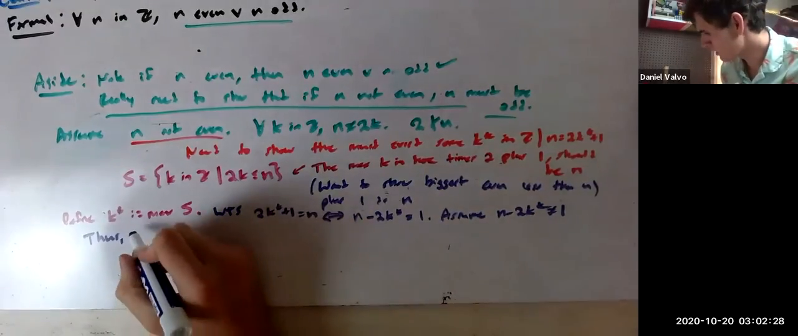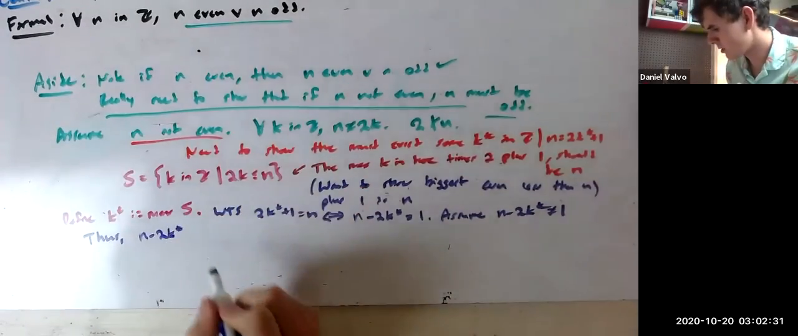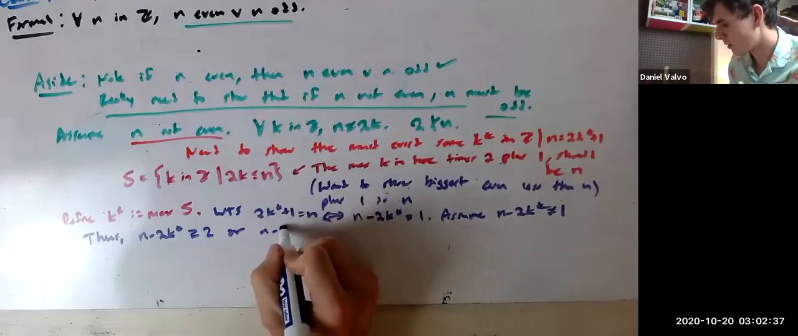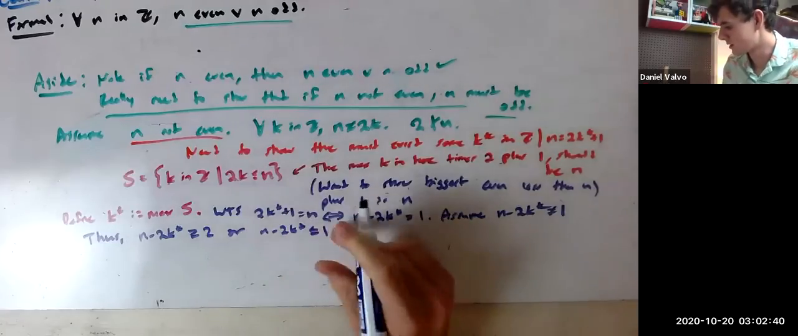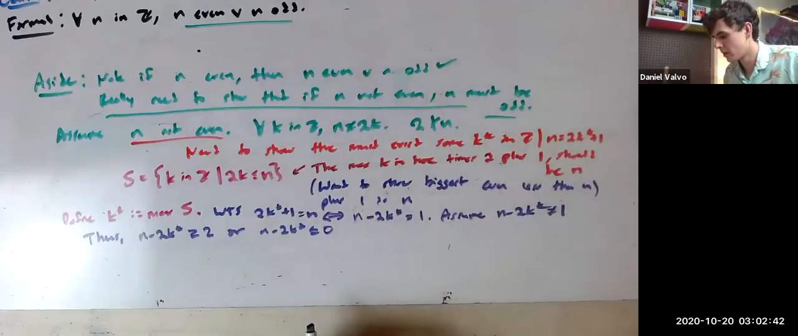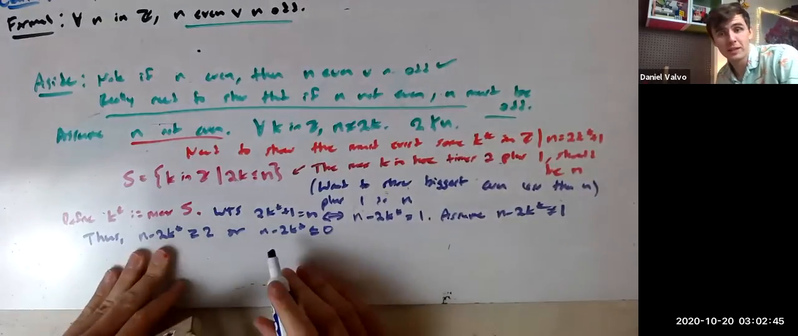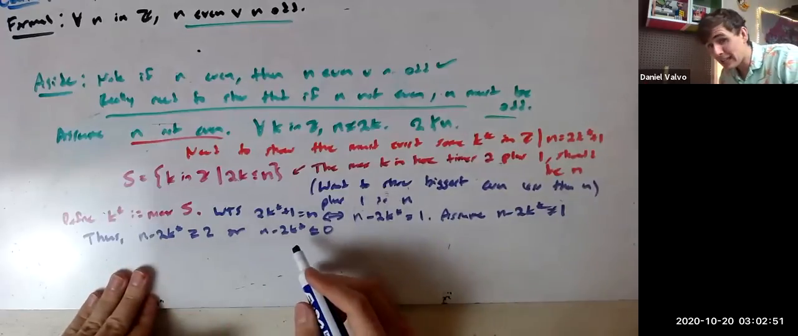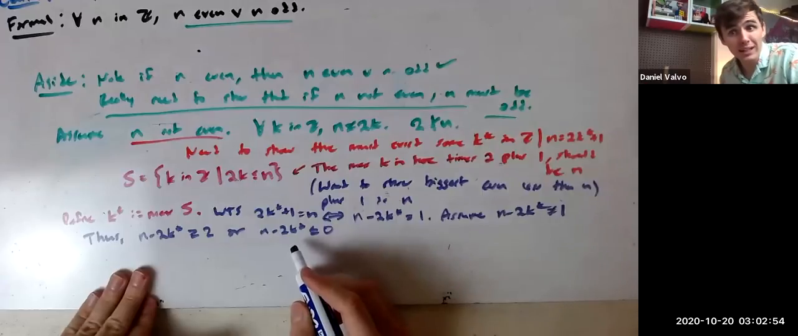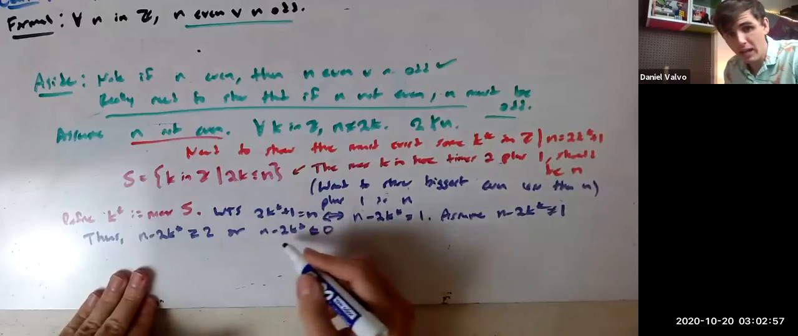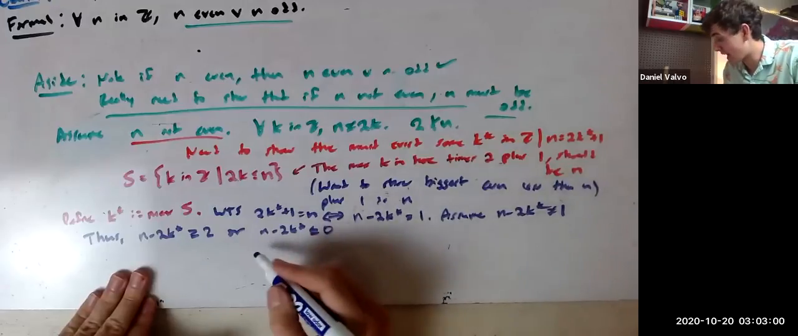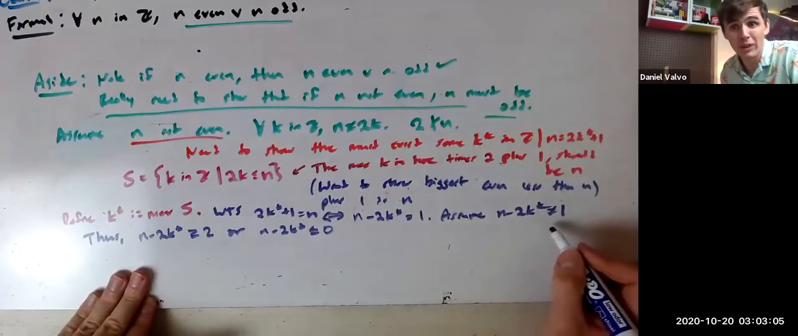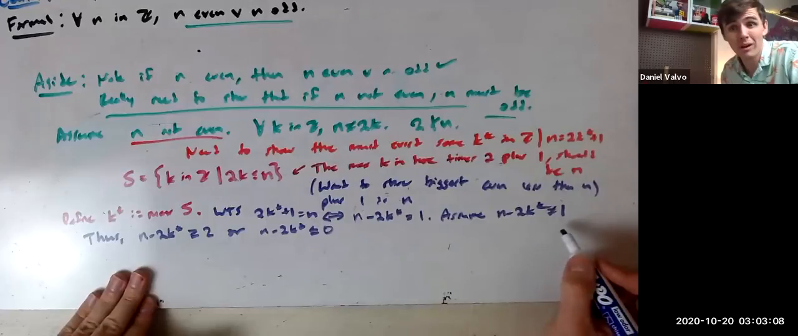So, thus we have that n minus 2k star is greater than or equal to 2, or n minus 2k star is less than or equal to 0. Let's disprove both of these individually. If we prove this can't happen and this can't happen, and they both lead to contradictions, then this whole statement can't happen. And if this can't happen, that means n minus 2k star must in fact equal 1. That assumption, n minus 2k star does not equal 1, is false. It could not happen.